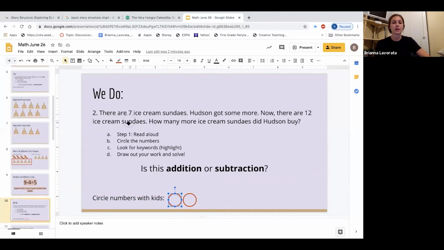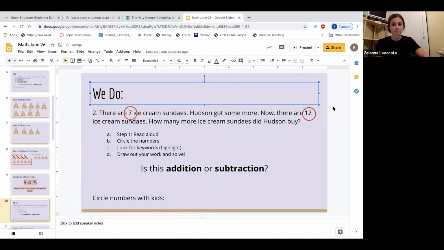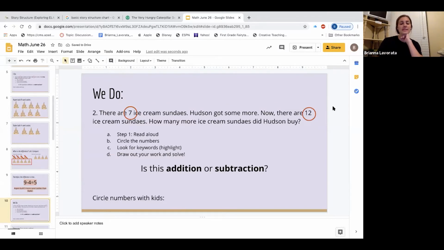I see the number, there are 7 sundaes. Oh, going to circle that. Hudson got some more. Now there are 12 ice cream sundaes. I'm going to circle that number. So now it says, look for keywords.